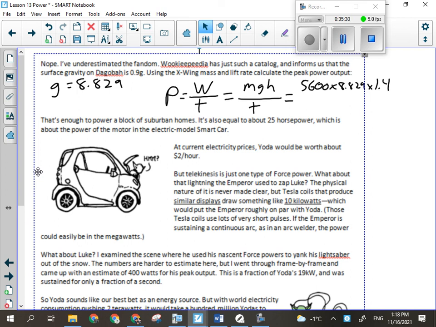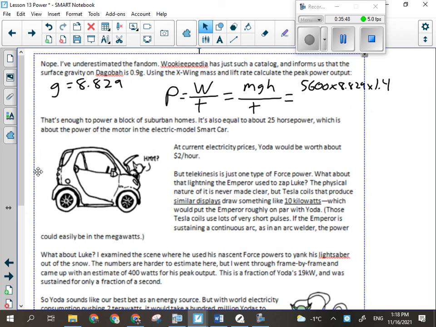Now it really kind of puts a damper on the whole thing. At current electricity prices, Yoda would be worth about $2 an hour. That's nowhere close to minimum wage. It ain't easy being green.